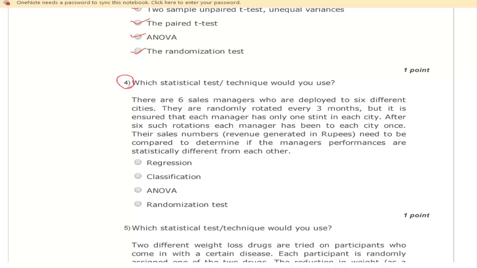And the fact that they're rotated every 3 months again is not really pertinent to this problem. So in your data set, you have 6 different data sets, 1 for each manager, and their sales figures in each city is a data point for each manager. So you coincidentally have 6 data points.